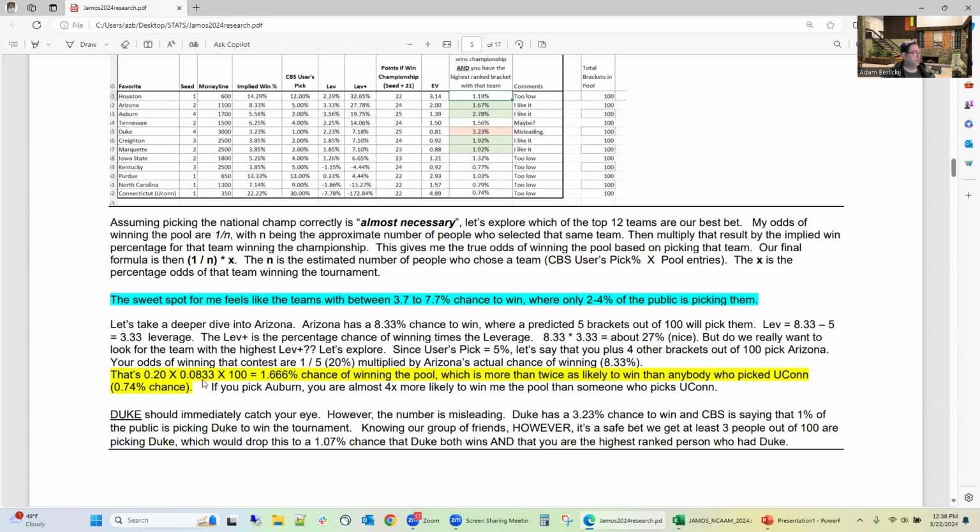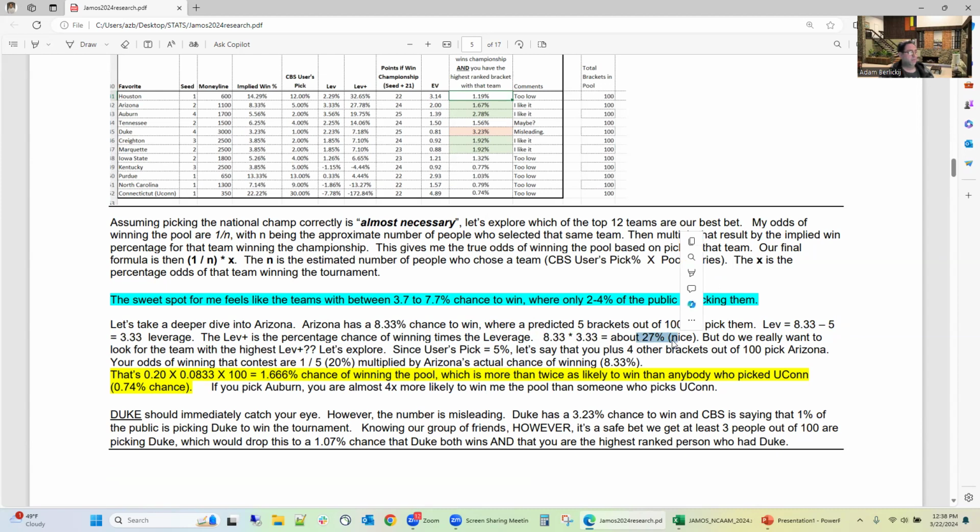So let's take a deeper dive into Arizona and just do the math. They have an 8.3% chance to win. And the CBS user pick says only about 5% of people are going to pick them. So 5 out of 100. So the LEV is the 8.33 minus the 5%. And the LEV plus is the chance of winning times the likelihood that that's going to happen. 8.8 times 3, about a 27% chance to win, which is very nice.